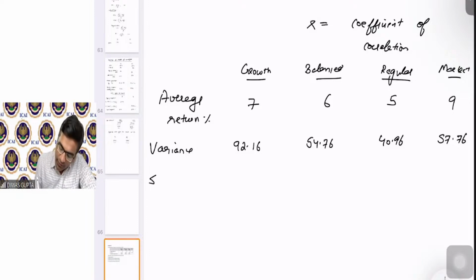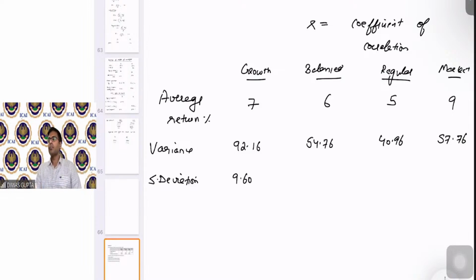Can we calculate the standard deviation? Yes, this is easy. We have to just take a square root of these variances. This comes as 9.60, 7.40, 6.40, and 7.60. Okay, students? Easy.